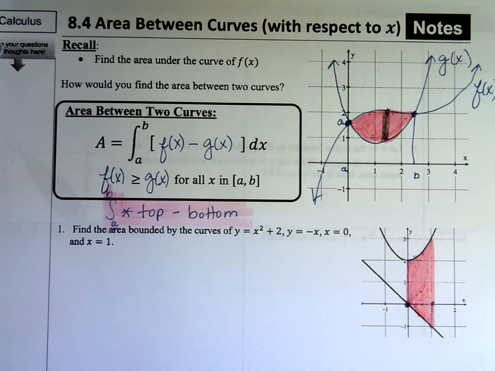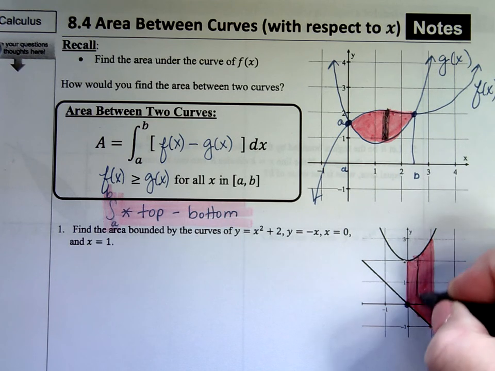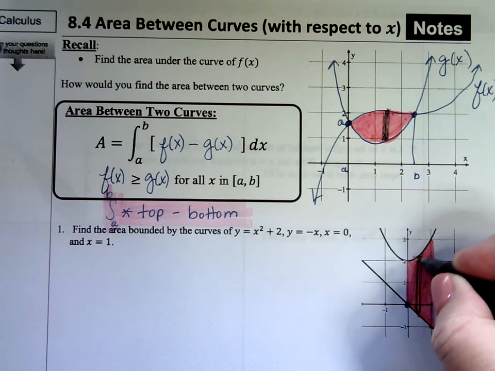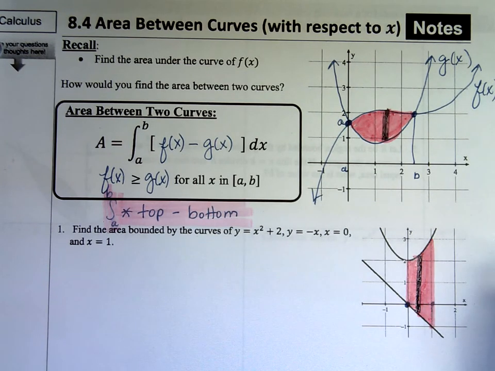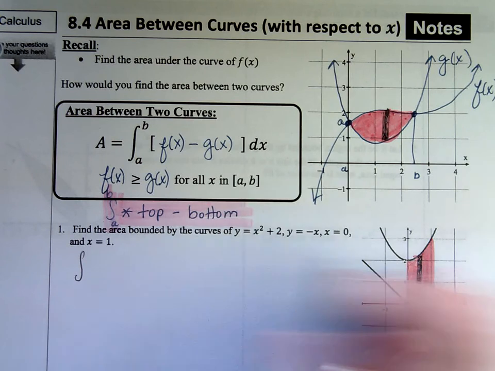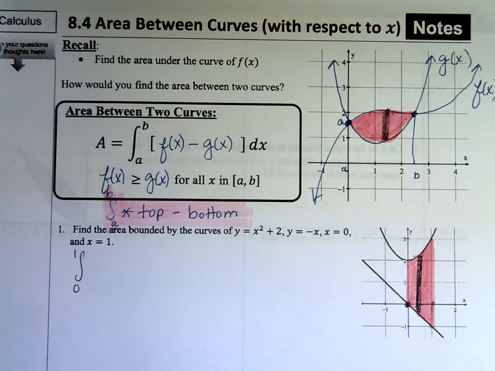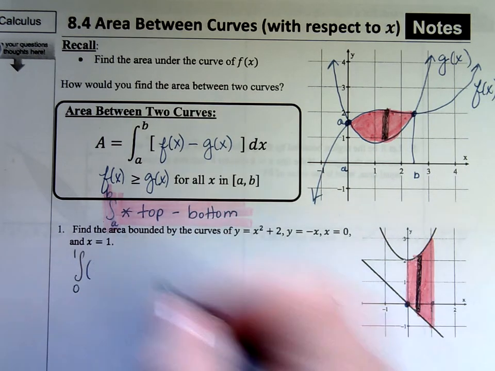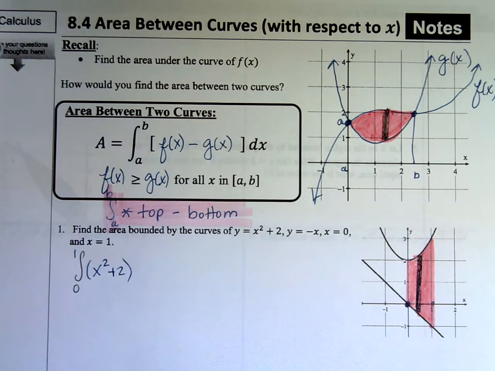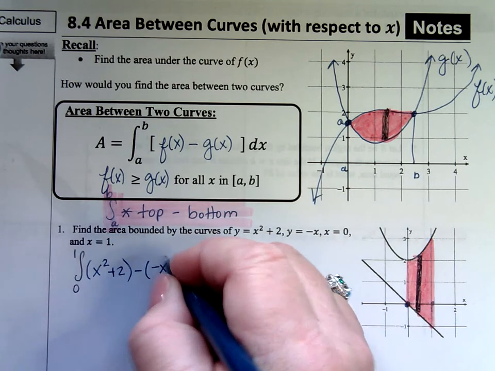If I make a representative rectangle, it's vertical, and looks like this. When we get into volumes and revolving things, these representative rectangles are really going to come in handy, so it's good for us to get used to doing them now. All right, so I'm going to set up my integral. The integral goes from my x values of 0 to 1, and I have the top minus the bottom. Well, who's on top? The parabola is on top. So x squared plus 2 is my top function, minus the bottom function, which is the line, negative x, with respect to x.